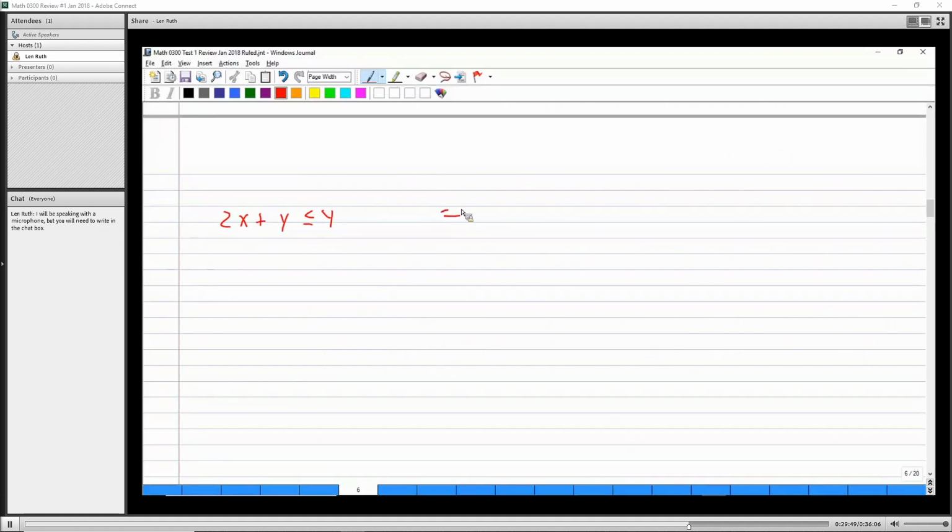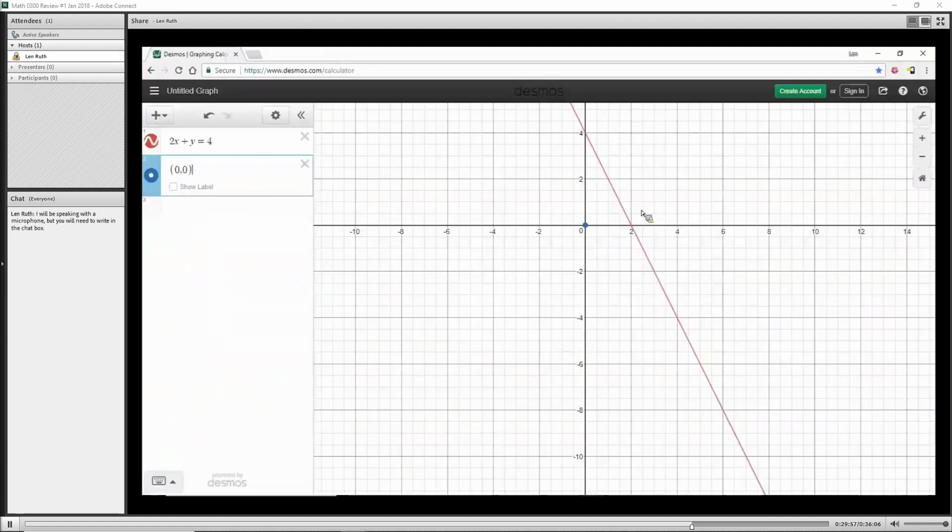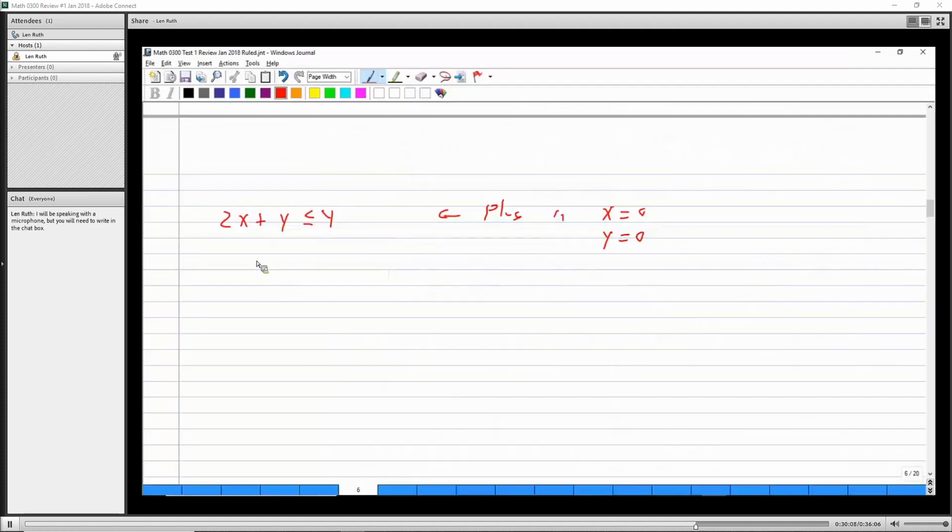I'm using the origin. So plug in x equals 0, plug in y equals 0. Because I just picked that random point. Just pick something on either side of the line. And normally the origin is one of the best places to pick. Unless it's on the line, then pick something else, and then see what happens.